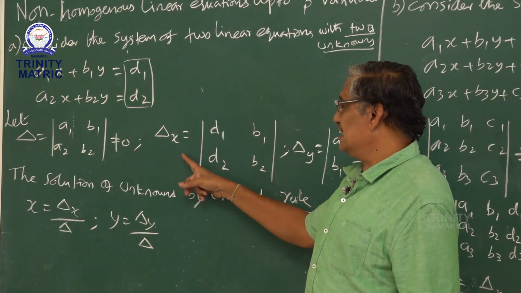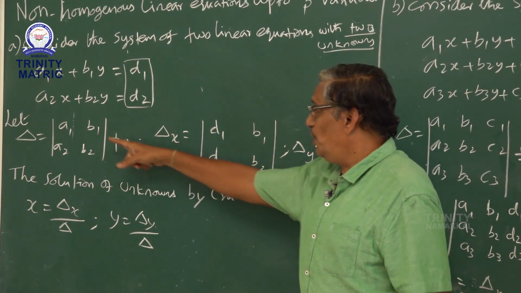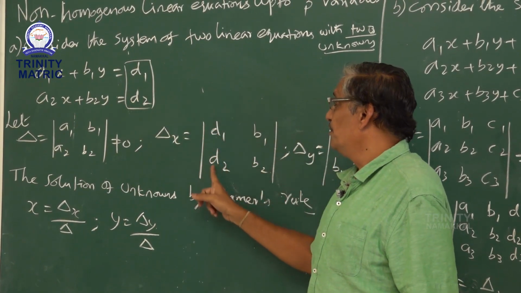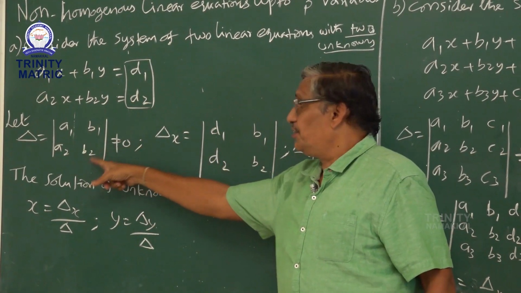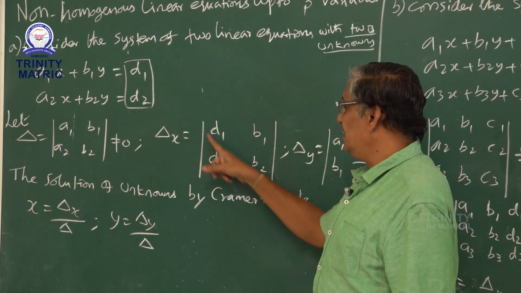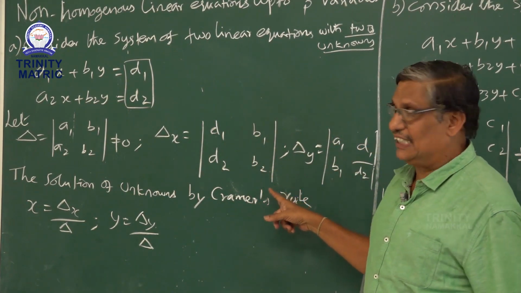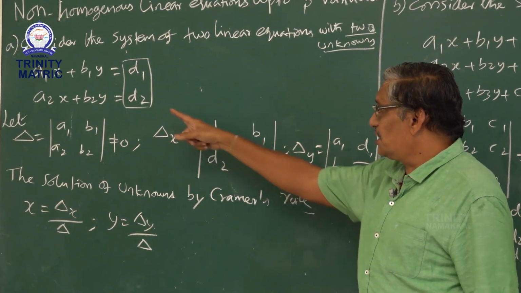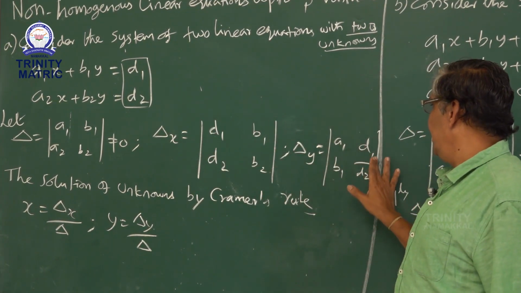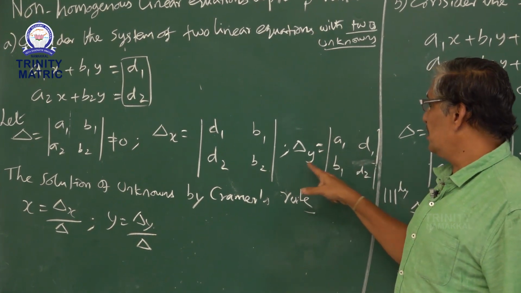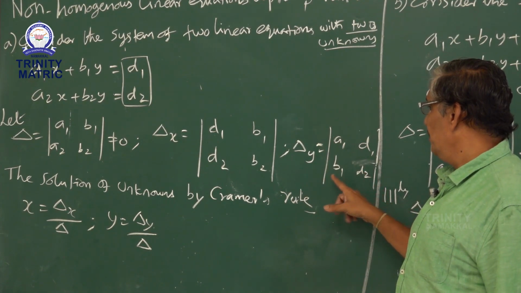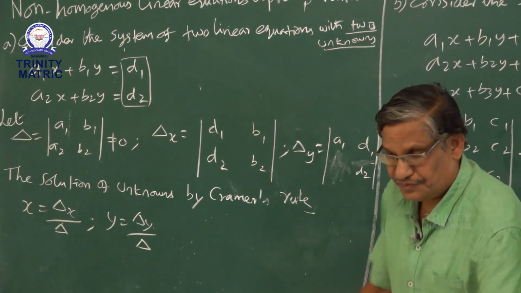Then we have to find del x. For that, what you have to do? You have to remove a1 and a2, and put d1 and d2 instead of a1, a2, and then find the value of the determinant del x. Similarly, for del y, instead of b1, b2, you have to put d1, d2.